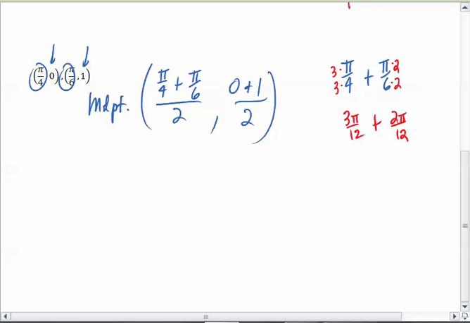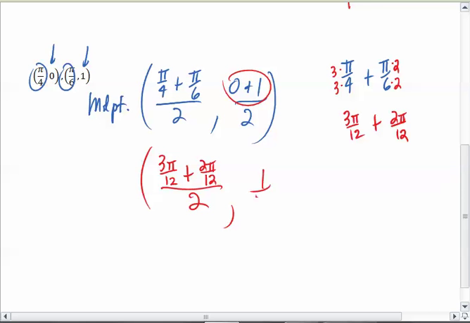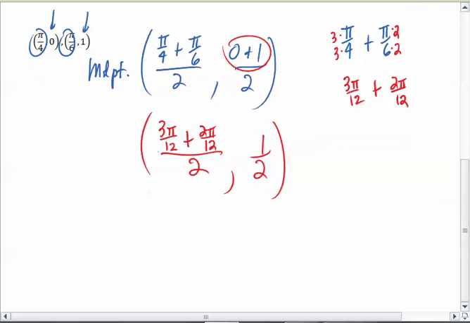Let's bring that back over. We have 3 pi over 12 plus 2 pi over 12. Now, that's still over 2, right? You're probably okay with me just going ahead and making the y coordinate a 1/2, right? 0 plus 1 is 1 over 2. Now, the x-coordinate still needs a little more work. We realize that this is going to be 5 pi over 12. Here's what we have: 5 pi over 12 divided by 2.